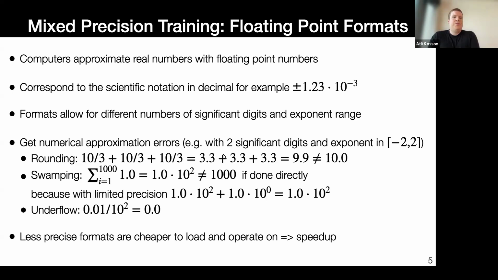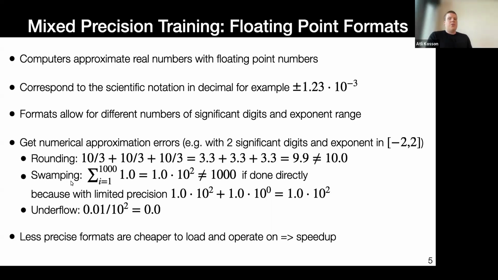This generally leads to numerical approximation errors. Take an example of some artificial floating point format in decimal with 2 significant digits and an exponent in this range here. This number, 10 divided by 3, cannot be represented exactly by the floating point numbers. So the closest representation would be 3.3. And if we add 3 of these together, we get 9.9, which we can also represent, which is not equal to 10. So you get rounding errors.